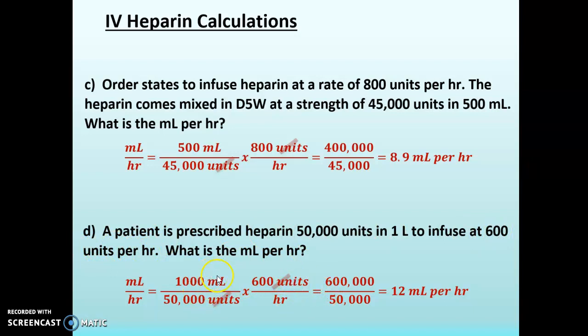Units cancel, milliliter on top, hour on bottom, which is what we wanted. So we're good to go. 1,000 times 600 is 600,000, divided by 50,000 should give us 12 milliliters per hour.